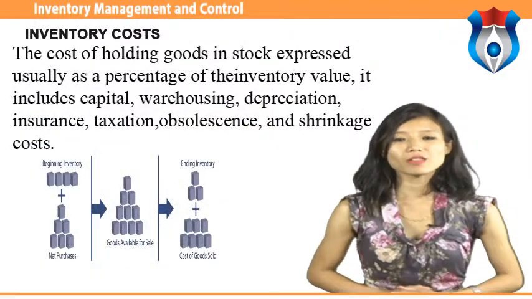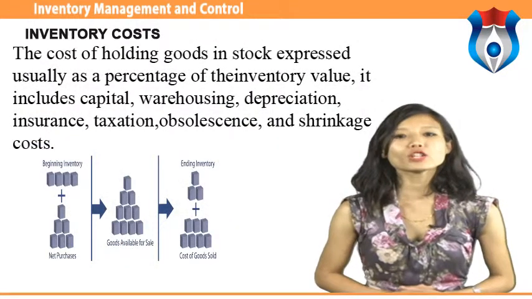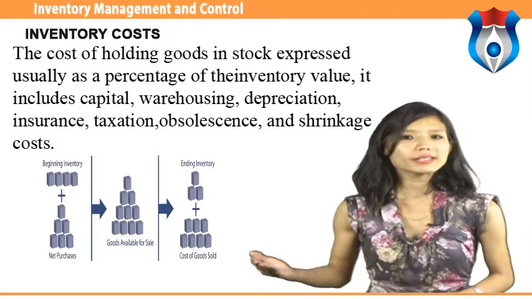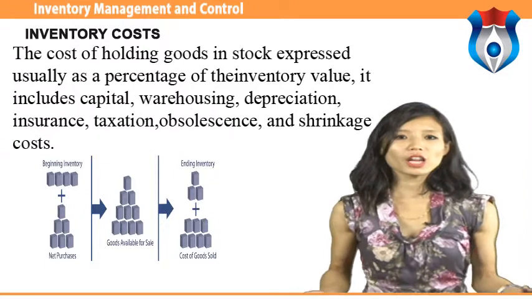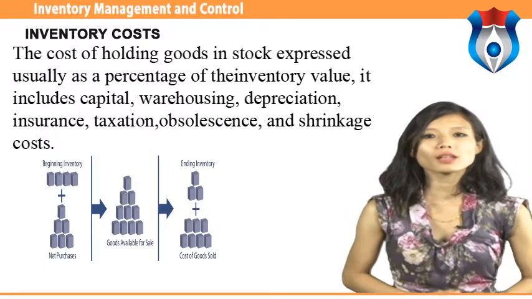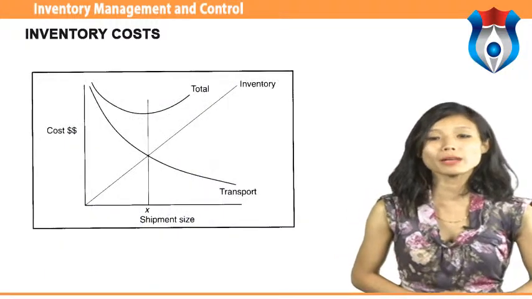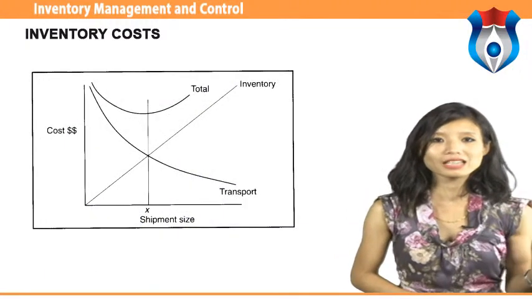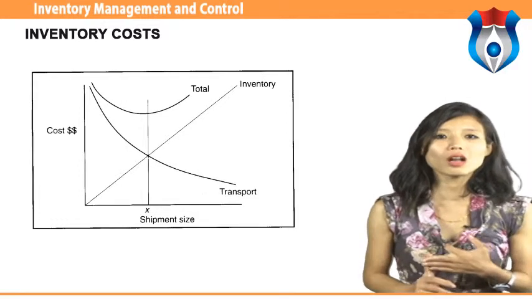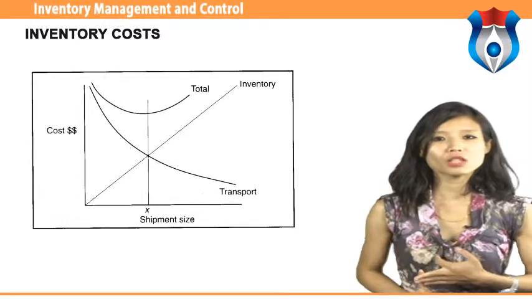Now we will discuss inventory cost. The cost of holding goods in stock, expressed usually as a percentage of the inventory value. It includes capital, warehousing, depreciation, insurance, taxation, obsolescence and shrinkage costs. Inventory costs are basically categorized into 3 headings: ordering costs, carrying costs, and stock out costs or cost of replenishment.